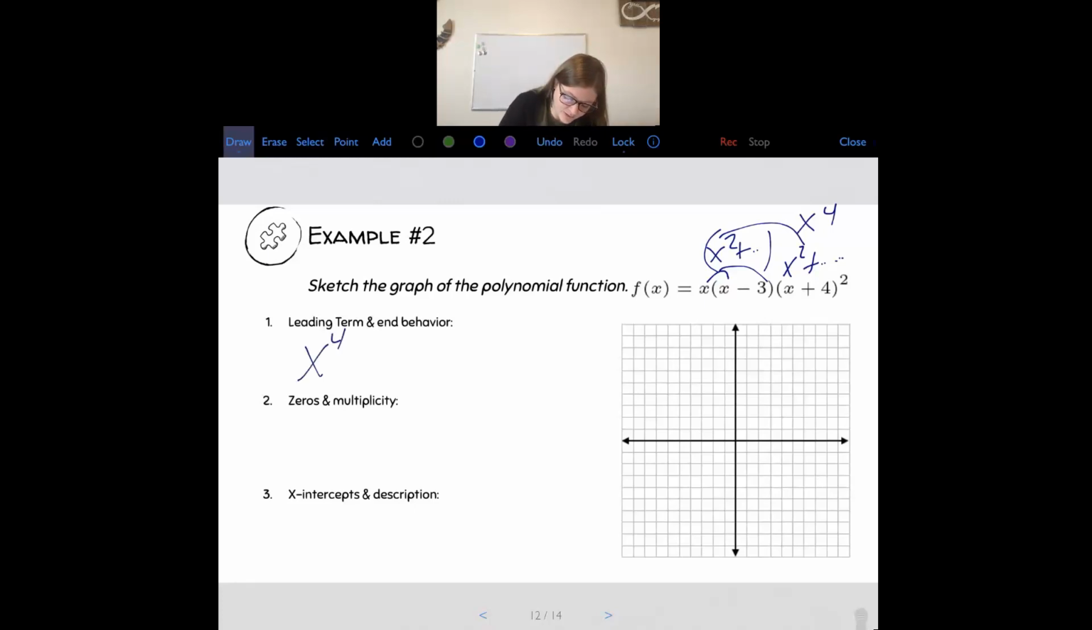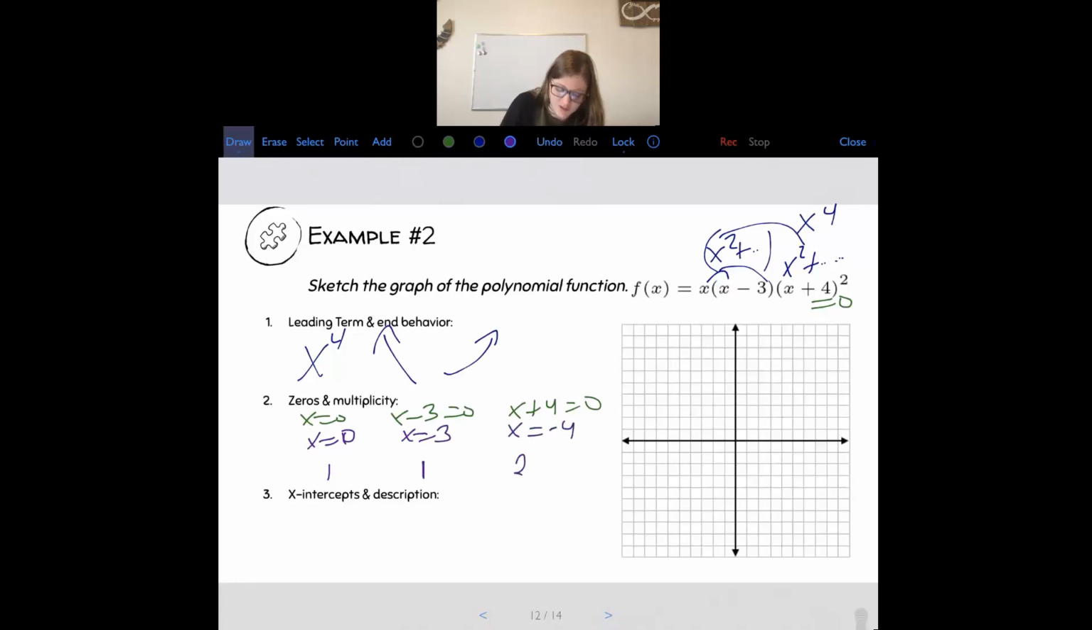So we have x to the 4th, so our end behavior is going to be a smiling graph. Okay. Our zeros: we set this equal to 0, so x is 0, x minus 3 equals 0, and x plus 4 equals 0. From here we get x equals 0, with a multiplicity of 1. We have x equals 3, with a multiplicity of 1. And we have x equals negative 4, with a multiplicity of 2. Notice also if you add up the multiplicities, you get the degree of the polynomial. 1 plus 1 plus 2 is 4. So that's another way to help with the leading term.